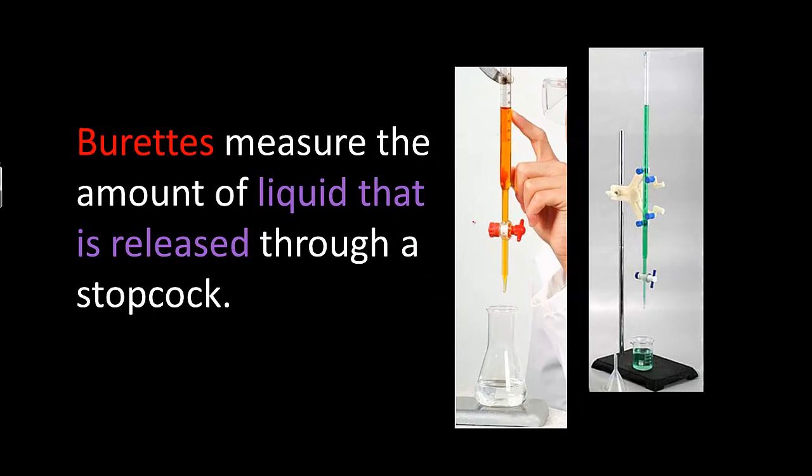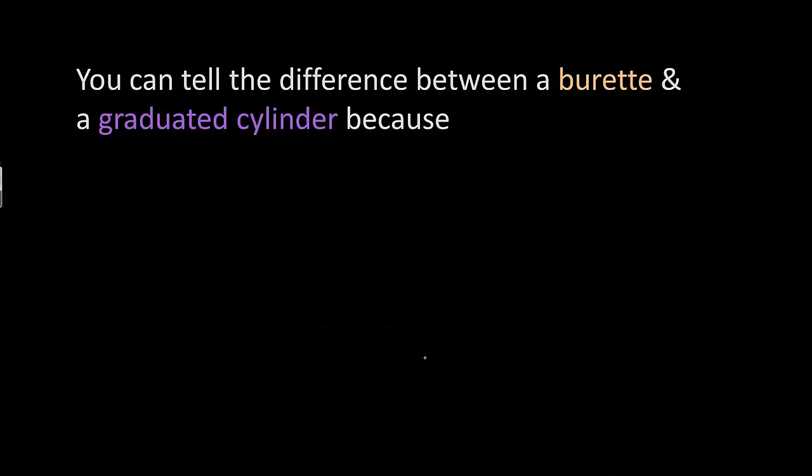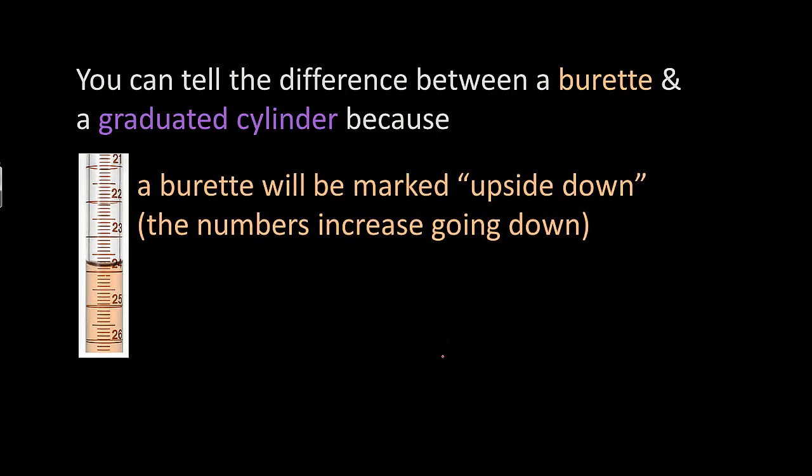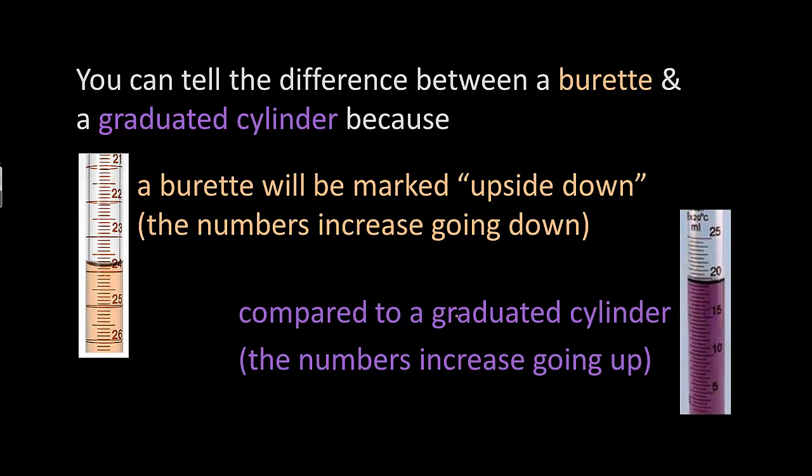Burettes measure the amount of liquid that is released through a stopcock. A graduated cylinder measures how much liquid it is holding. You can tell the difference between a burette and a graduated cylinder because a burette will be marked upside down. The numbers will increase as you go down. So look, here's 22 mils, here's 23, the numbers are getting bigger, 24, 25. Compared to a graduated cylinder where the numbers increase going up. So you've got 5 mils here, 10, 15, 20.